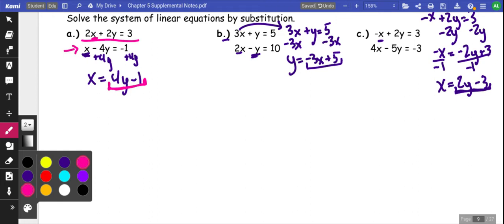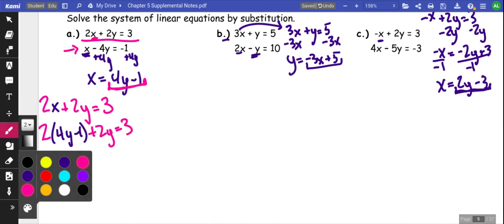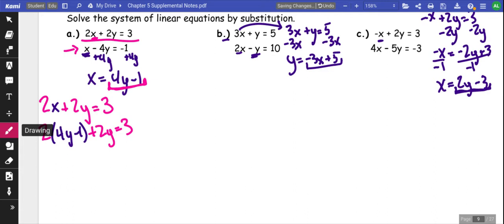Okay, so I'm saying, okay, 2x plus 2y is equal to 3. And I know that x is this 4y minus 1, so I'm going to swap that out. I have 2 times (4y minus 1) plus 2y equal to 3. Okay, and then the same steps as we're used to.